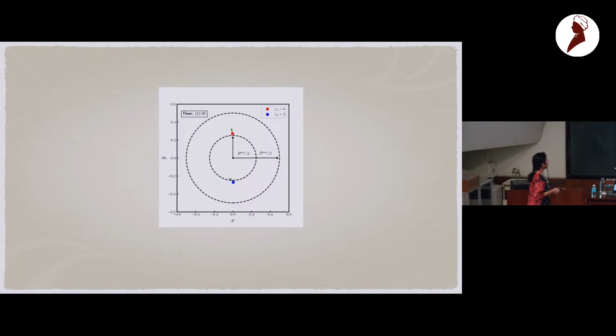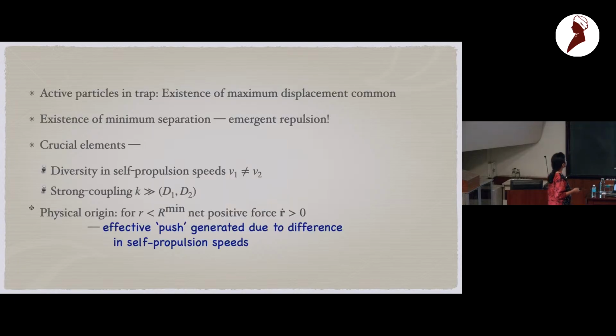So these are the two particles with different velocities, different speeds. You can see that these two particles never come within this smaller circle, so they can never come closer than this distance. What we see here is somewhat surprising, to reiterate: we are seeing an emergent repulsion. The particles do not come closer than a certain distance, and this repulsion is coming purely due to the difference in their self-propulsion speeds.